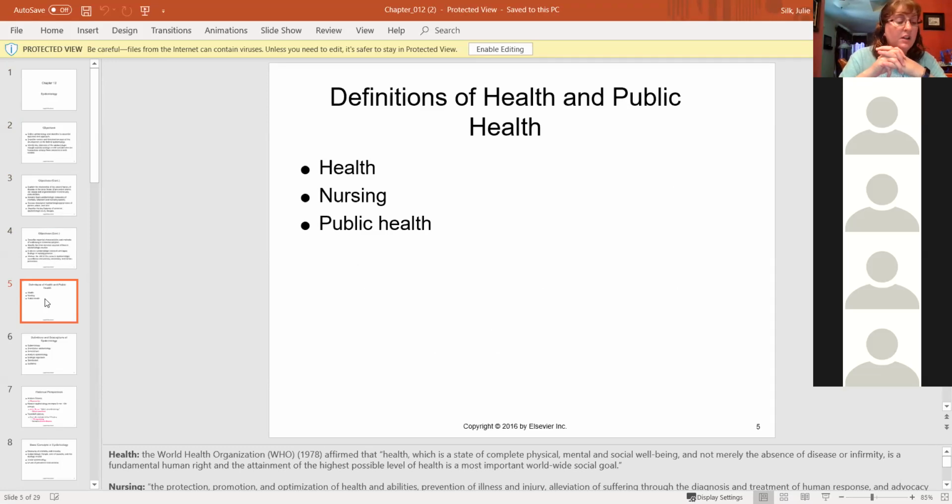And then nursing is the protection, promotion, and optimization of health and abilities, prevention of illness and injury, alleviation of suffering through the diagnosis and treatment of human response, and advocacy in the care of individuals, families, communities, and populations. Then when we talk about public health, that is going to be described as a system and social enterprise, a profession, a collection of methods, knowledge, and techniques, governmental health services, especially medical care for the poor and underserved, and the health status of the public.